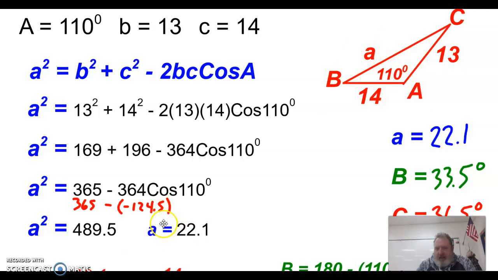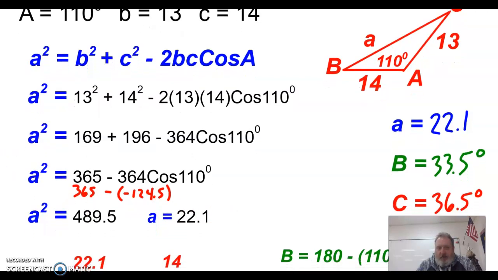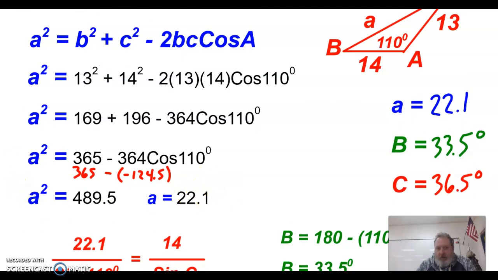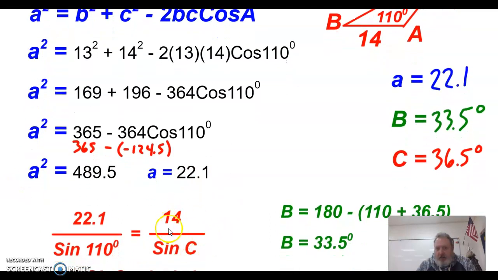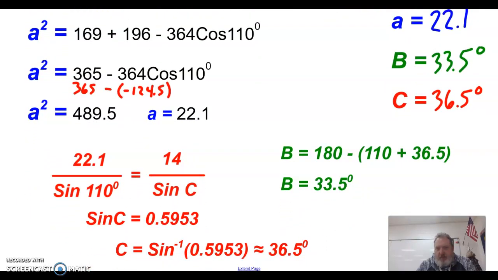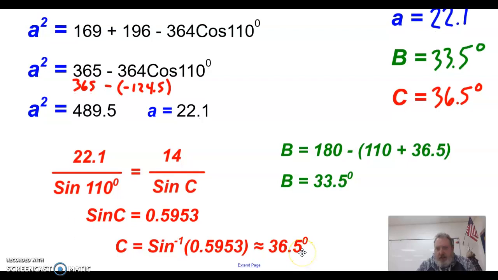Once I have this side, now I can do law of sines to get angle B and or C. So I have side A here, 22.1 over the sine of 110 is 14 over the sine of C. So now I can cross multiply here and solve that. And I find out that C is 36.5 degrees. So now that I have angle A is 110 and C is 36.5, I can subtract those two from 180, and B is 33.5.